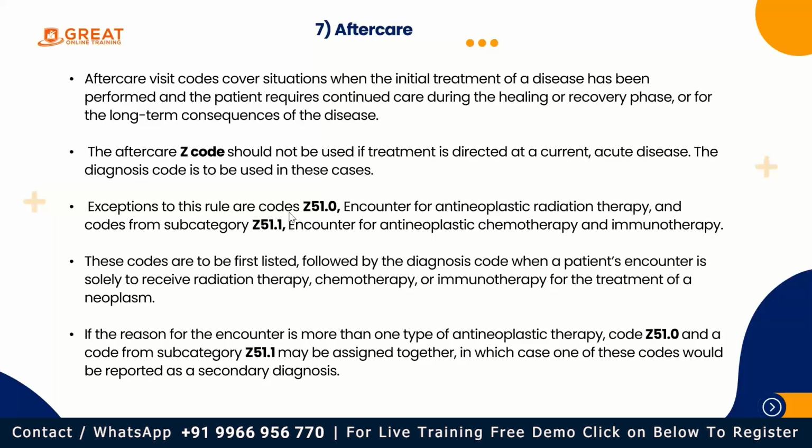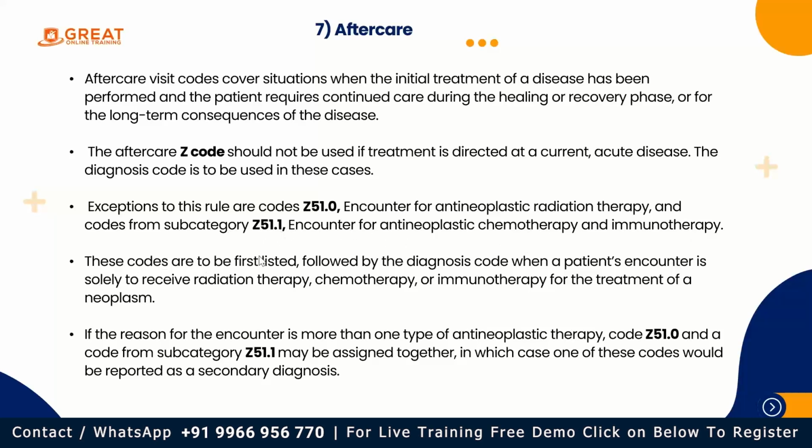Exceptions to this rule are code Z51.0, which is for encounter for anti-neoplastic radiation therapy, and codes from subcategory Z51.1, encounter for anti-neoplastic chemotherapy and immunotherapy. Okay, there are other guidelines also to use these codes for encounter for anti-neoplastic therapy, chemotherapy, immunotherapy. That we'll see when we see the neoplasm chapter.